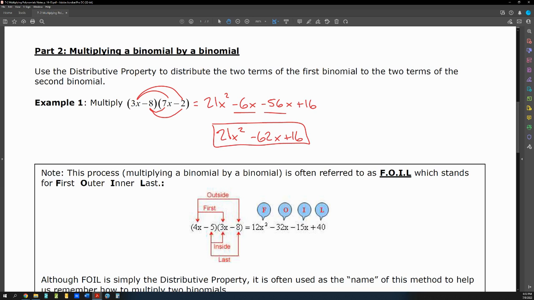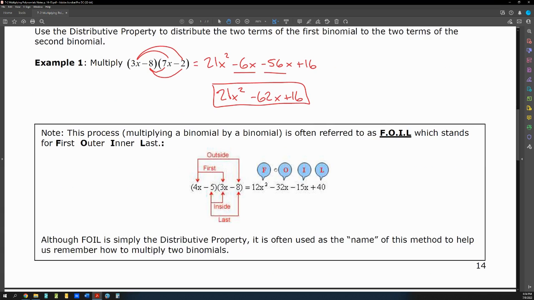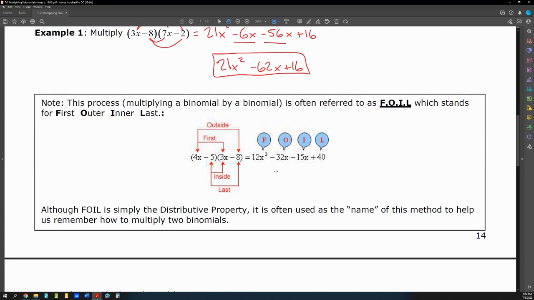This process of distributing, at least for a binomial times a binomial, is often referred to as FOIL, which stands for first, outer, inner, last. If I were multiplying the binomial 4x minus 5 times the binomial 3x minus 8, I would multiply the first terms, then the outside terms, then the inside terms, and then the last terms in each of the binomials.